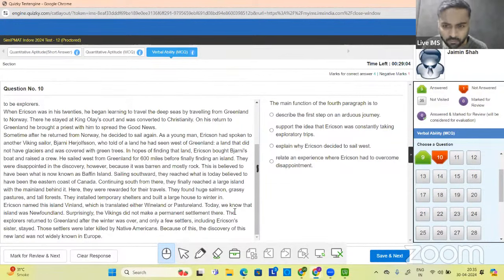Okay. The main function of the fourth paragraph is to describe the first step of Ericsson's journey, support the idea that Ericsson is constantly taking exploratory trips, explain why Ericsson decided to sail west, or relate the experience where Ericsson had to overcome a disappointment. More or less everyone is true. We found the U.S. salmon grassy. This is that land that Greenland glacier is hold of the 600 miles before finding the island.